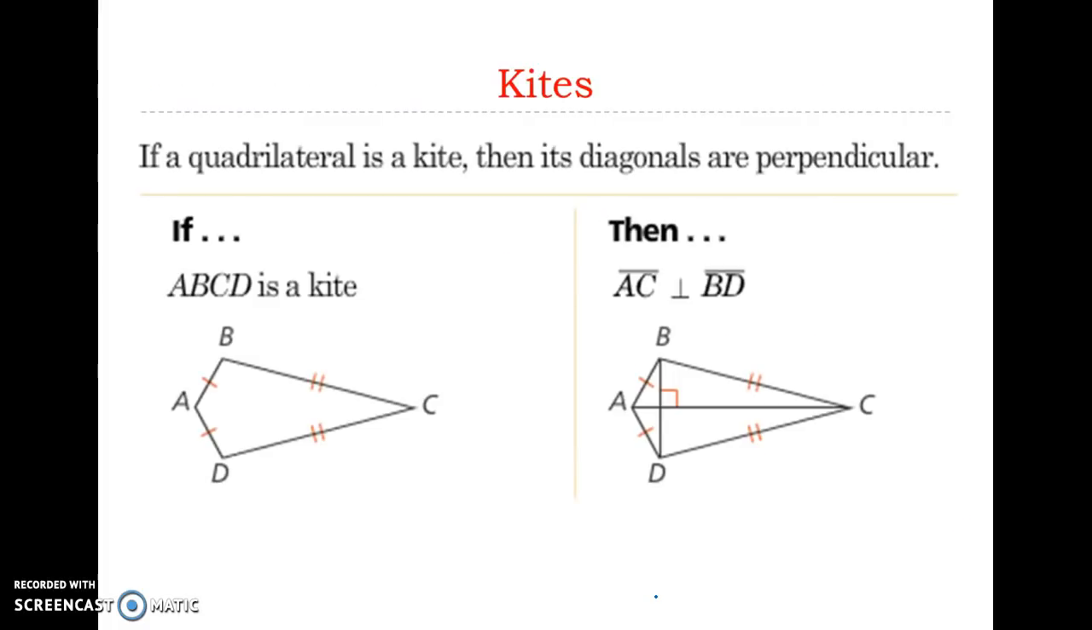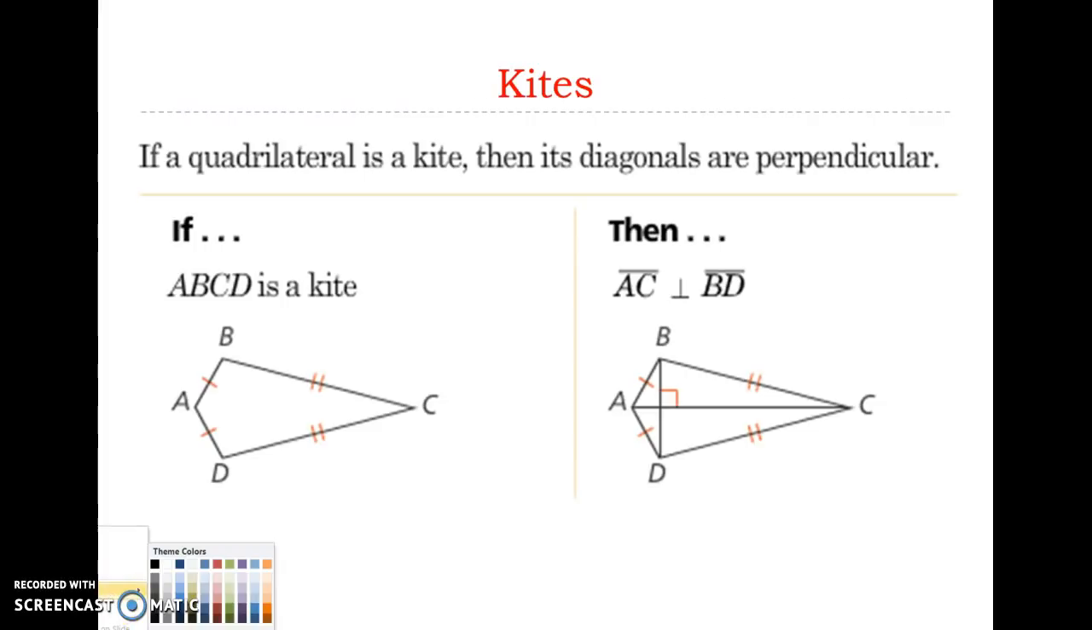Last thing, last shape. Kites. If a quadrilateral is a kite, then its diagonals are perpendicular. First, let's discuss what a kite is. Notice a kite has 4 sides, and it also has consecutive congruent sides. So there are 2 sets of consecutive congruent sides.